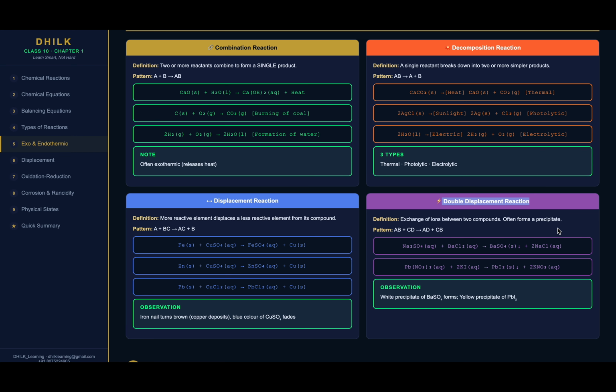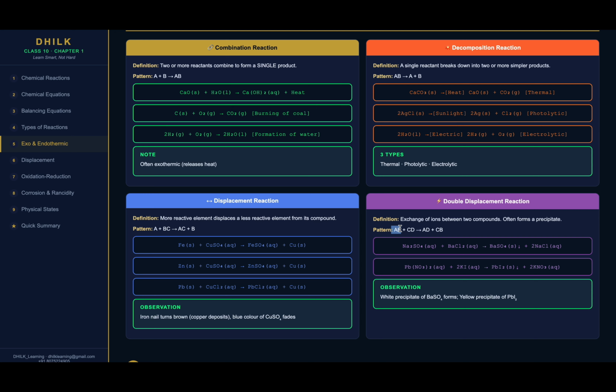In a double displacement reaction, what's happening? Two compounds exchange their ions with each other to form two new compounds. The pattern is AB plus CD gives AD plus CB. What is happening? Exchange of ions between two compounds, and they often form a precipitate as a result of this displacement reaction. There is a double displacement that's happening here. So in this example, AB plus CD gives AD plus CB.